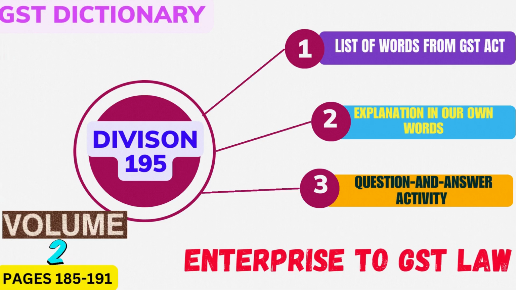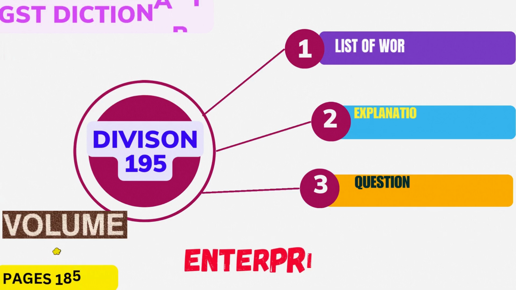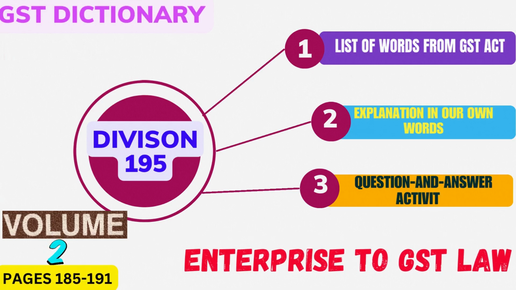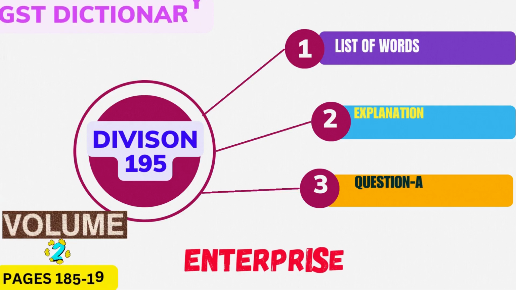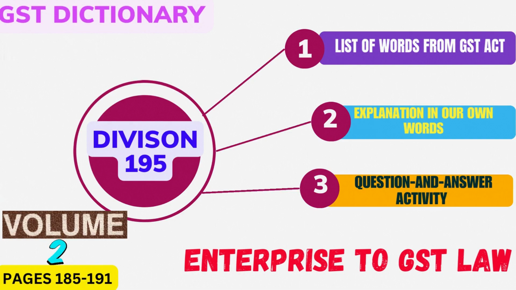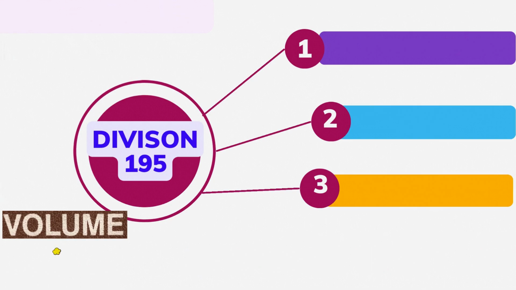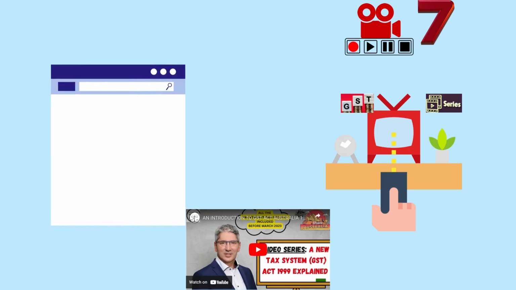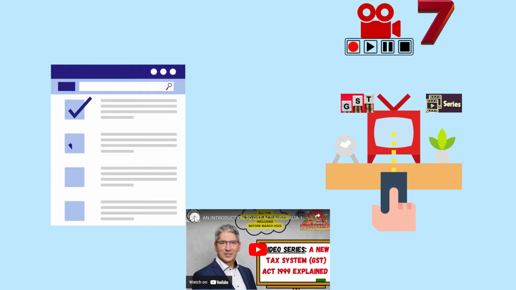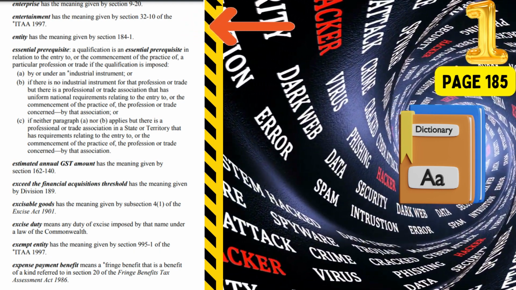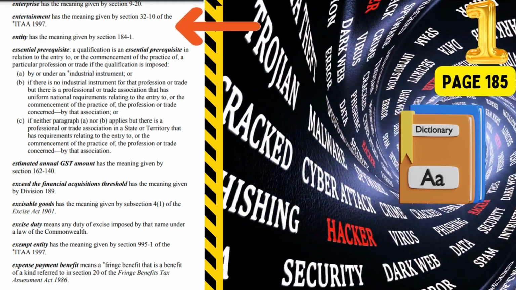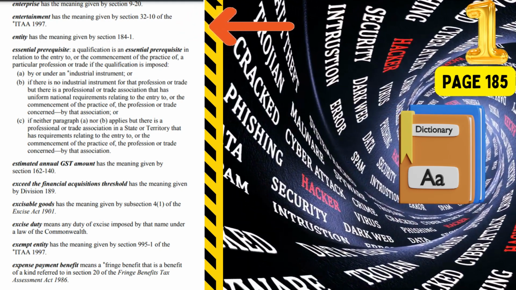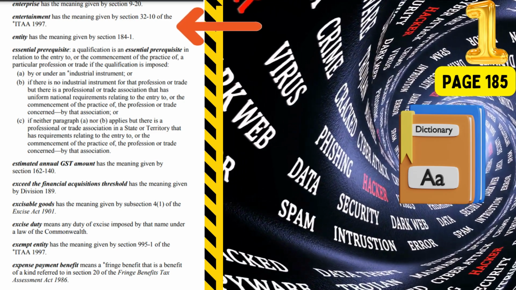These words are from Division 195 of GST Act. This division is last division of GST Act 1999. On screen are the words from pages 185 to 191 of Volume 2. Please check our last video, that is video number 7 of GST video series. We will read the words as we go through. Please pause to read other related information, or go to GST Act to read the information.